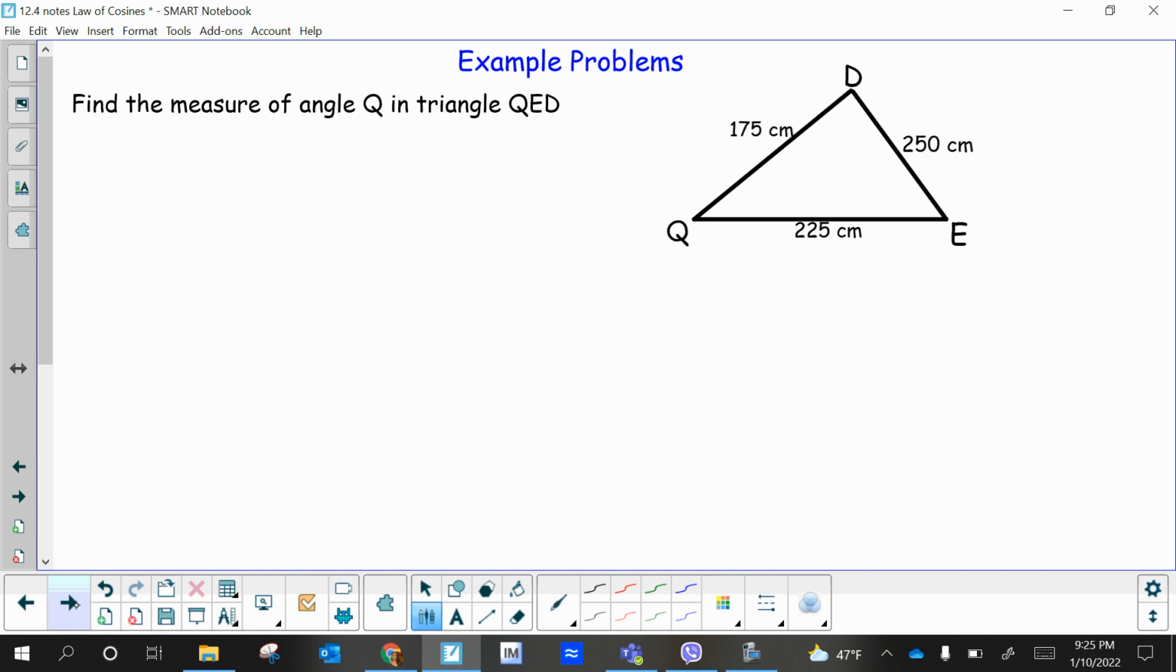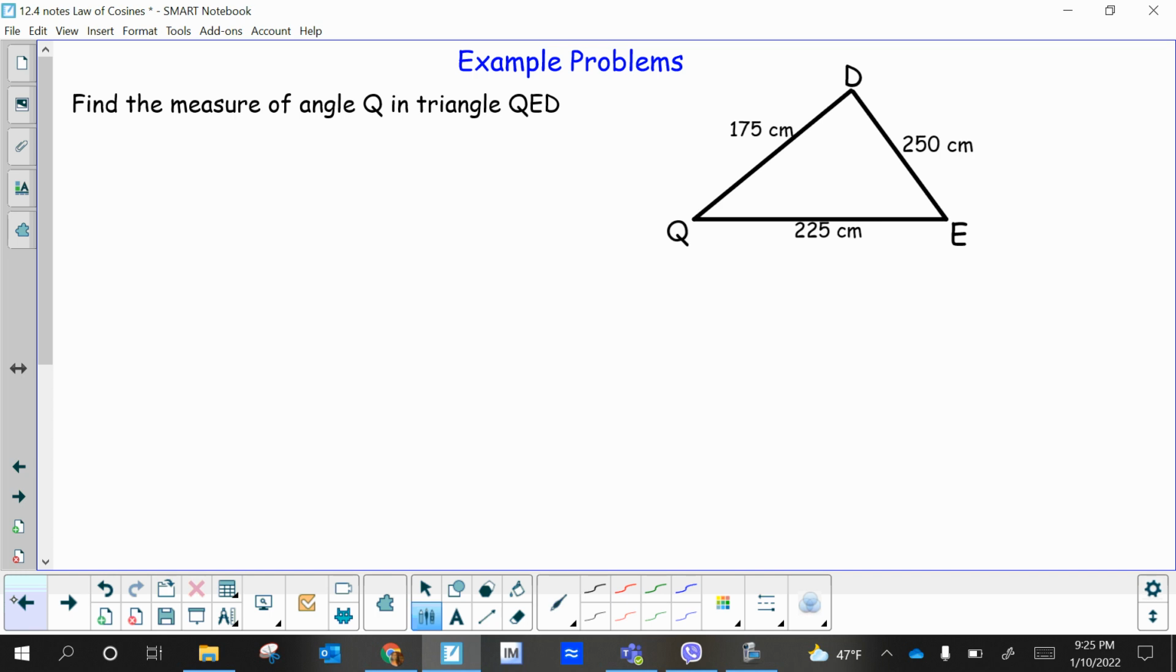Okay, it says find the measure of angle Q. So that's a different situation. Okay, this will be the last problem that we do. The other one is one way where you're solving for a side. This is the only other way, and this is when we're solving for an angle.